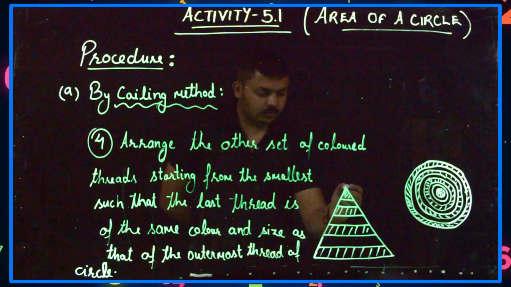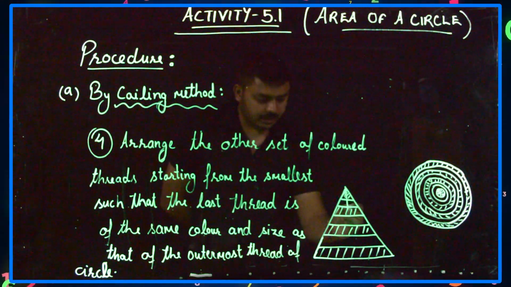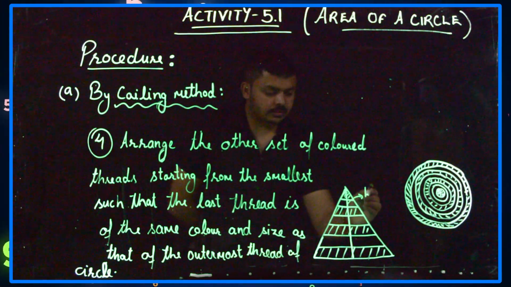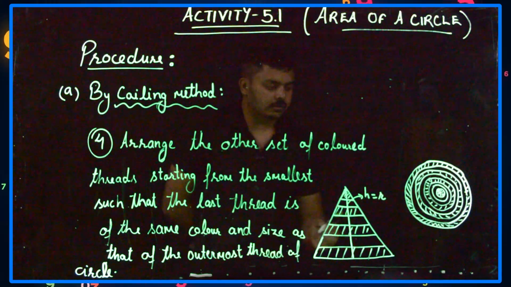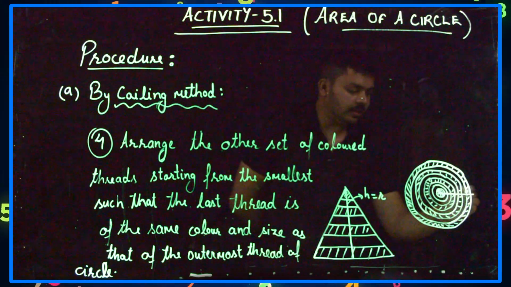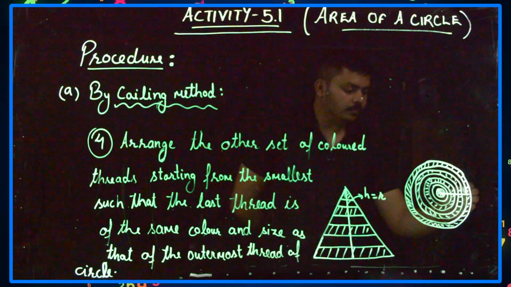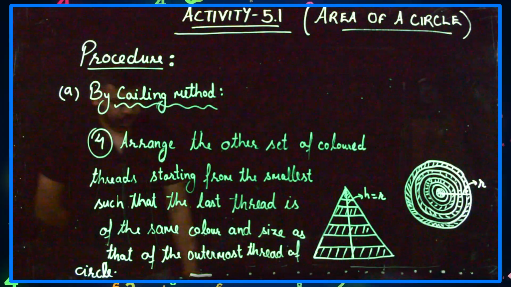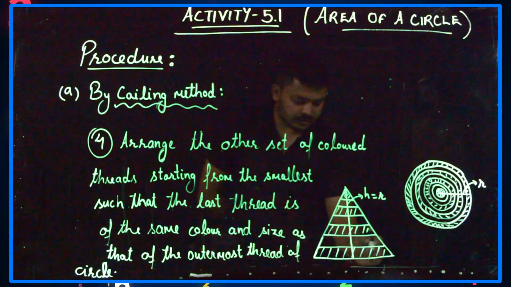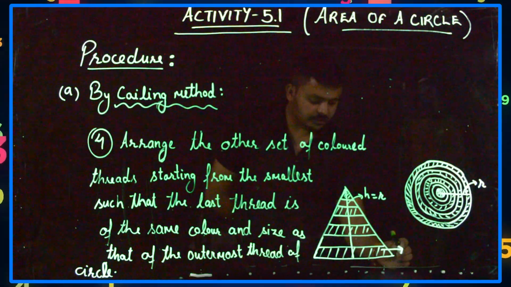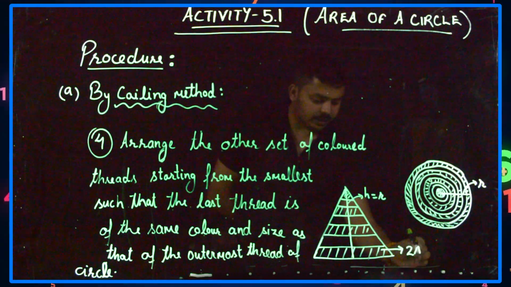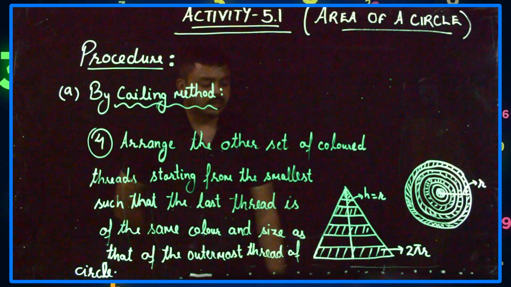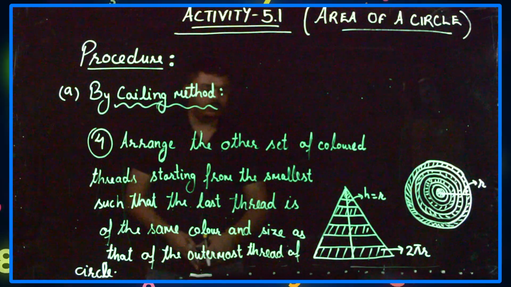So, such that the height of these threads, that is H, is equal to R, that is the radius R. So we can say the last thread defines the circumference, that is 2 pi R. So the last and the outermost thread defines the circumference of the circle, that is 2 pi R.